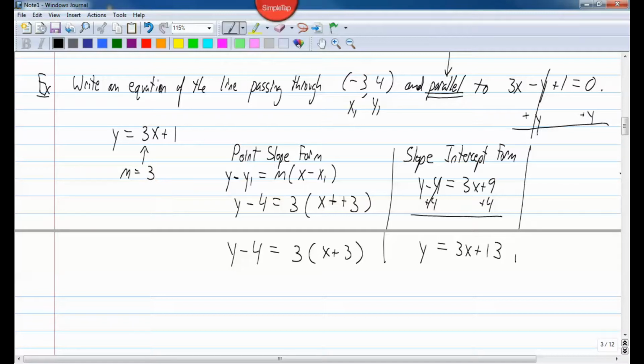If the problem asked for general form, remember, you take everything and move it to one side and set it equal to 0. So I would just want to take this y and move it over. So if I took this 1y and I moved it to the right side, it would be a negative 1y, right? So that's 3x minus y plus 13 equals 0.